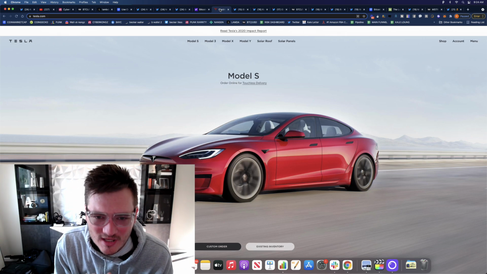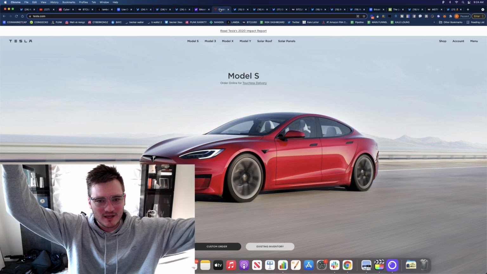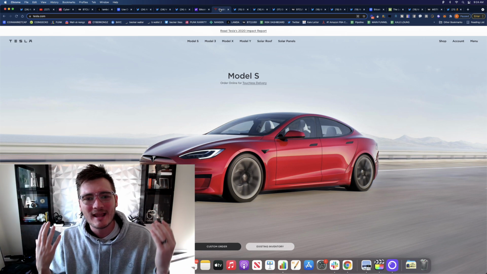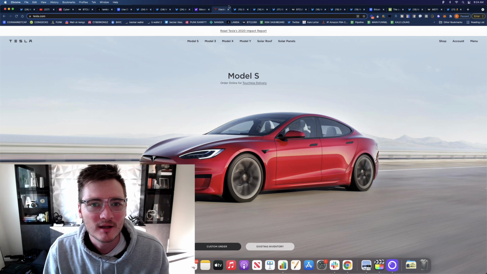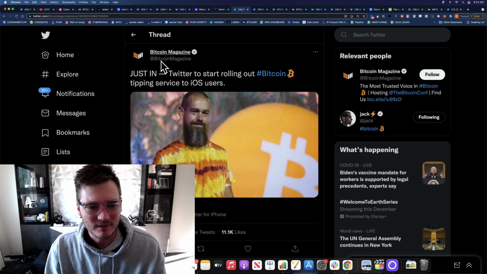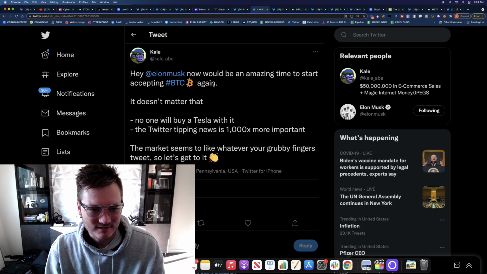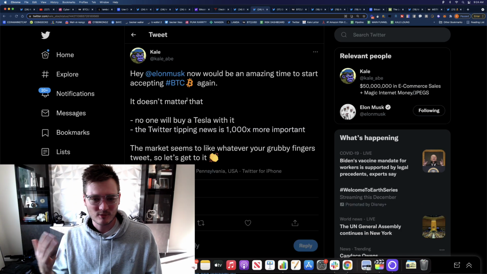Number two, biggest news that I think will catapult us to 100K is when and if Elon Musk comes back and accepts Bitcoin for Teslas again, okay? Because here's what happened, guys. First, let's come back to this in a second. I wrote this tweet the other day, and I think this summarizes it perfectly, right?